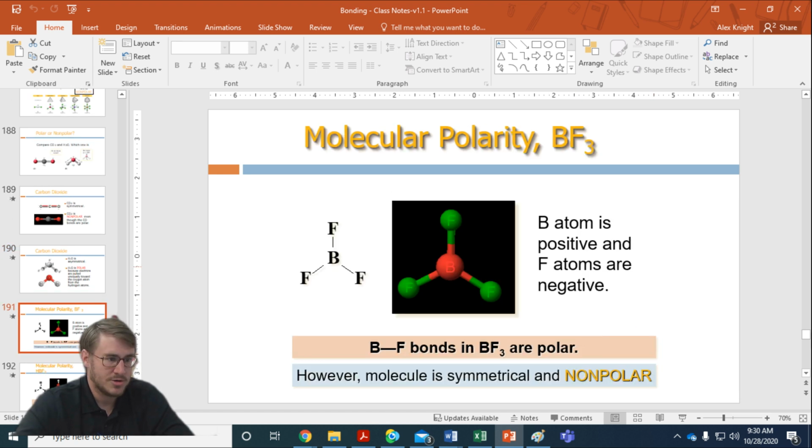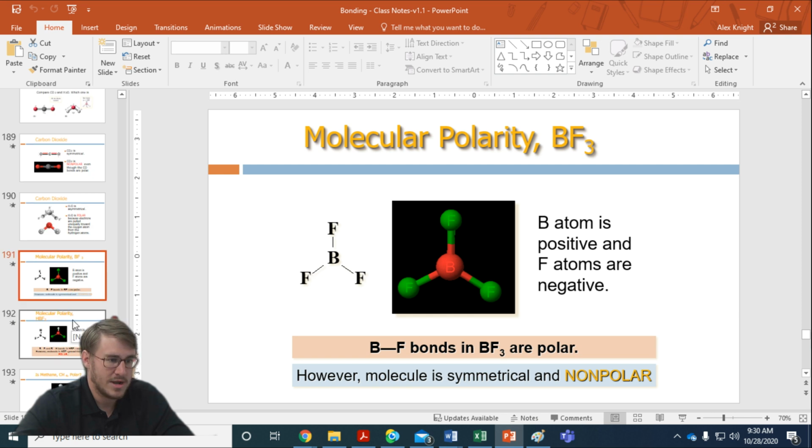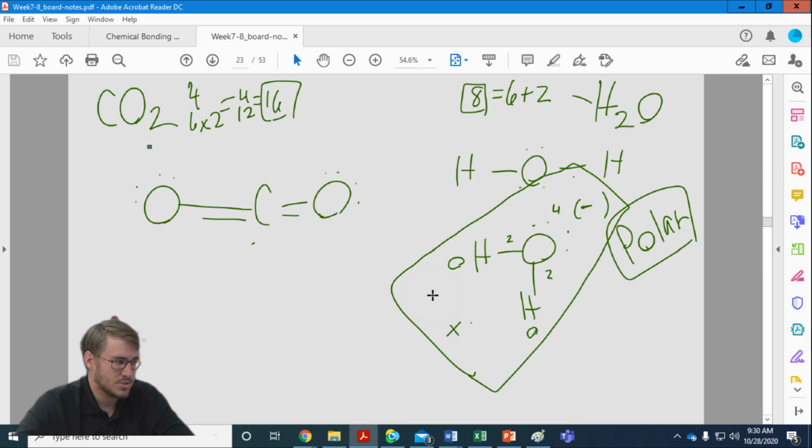Of course, geometry matters as well. B and F bonds are polar, but because the whole thing is symmetrical, it is nonpolar. That's one of the practices from the worksheet. I can show you that drawn in a minute. Actually, here we go.